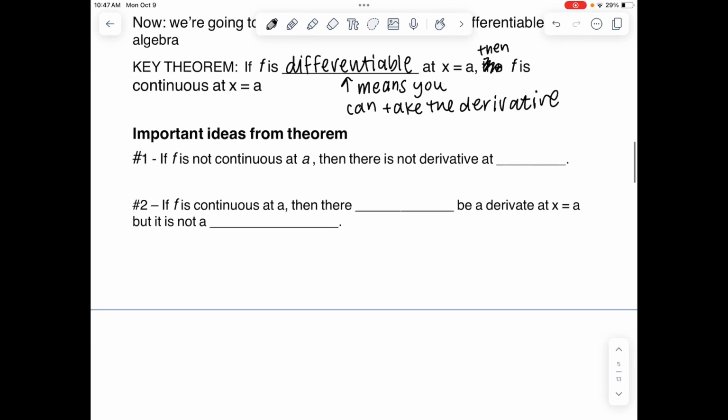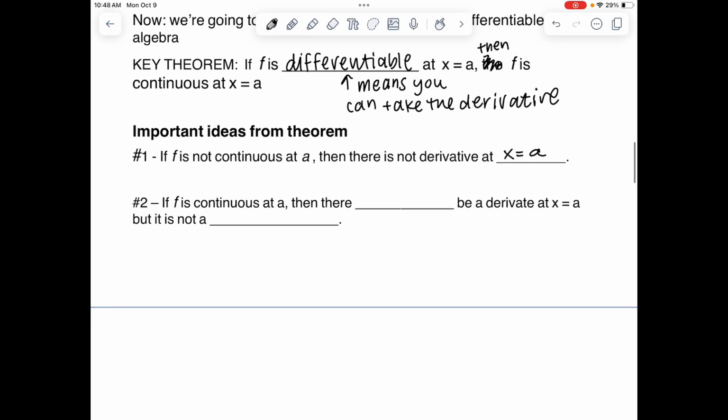And so some important ideas that come from that, and this is just logically, if you were to think about this, is if f is not continuous at a, then there's not a derivative at x equals a, and we've already discussed that above. But if f is continuous at a, that doesn't automatically mean there's a derivative. That just means that there could be a derivative. What I want you to know is this doesn't work both ways. If it's differentiable, it means it's continuous, but it doesn't work the opposite. Just because it's continuous doesn't mean it's differentiable. It's kind of like the square and rectangle idea: a square is automatically a rectangle, but a rectangle is not automatically a square. So if f is continuous at a, then there may be a derivative there, but it's not a guarantee.